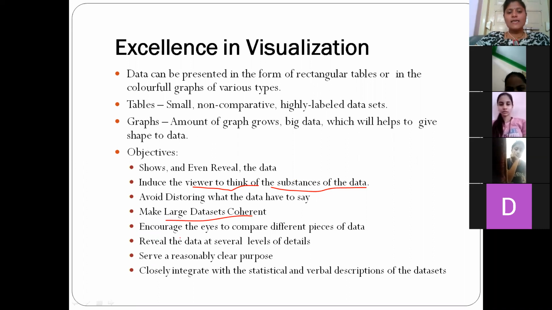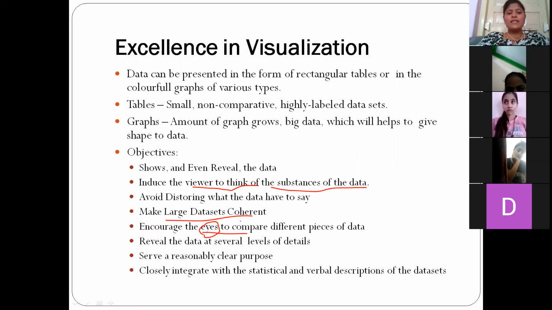Next is encourage the eyes to compare the different pieces of the data. In the visualization, it is very important. With the naked eye, you can compare the differences. You should be able to compare the pieces of the data. Whatever the data is, you should show it using the visualization, so that everyone can see and identify the differences.